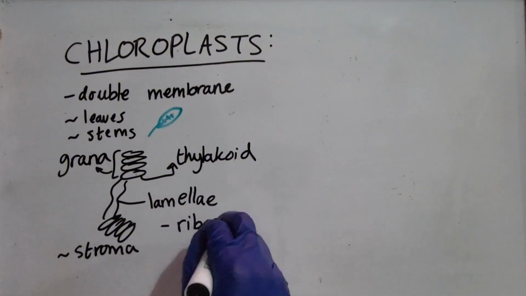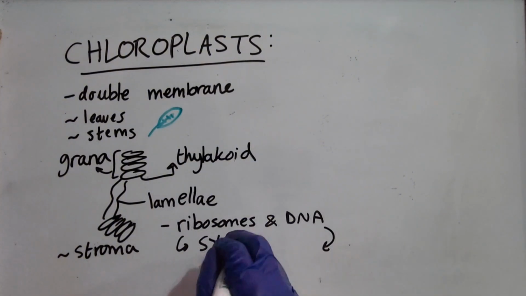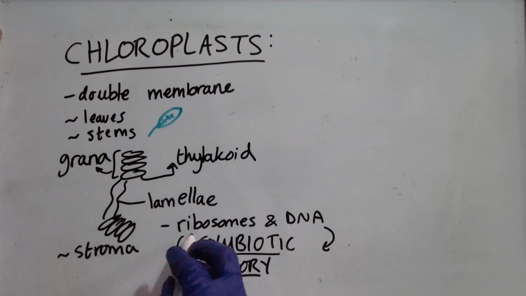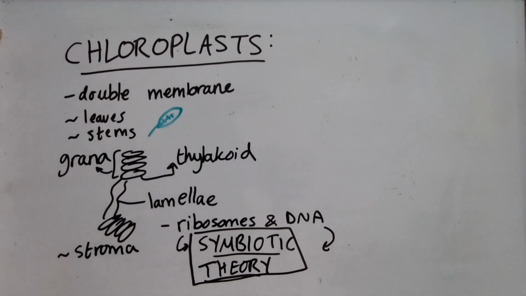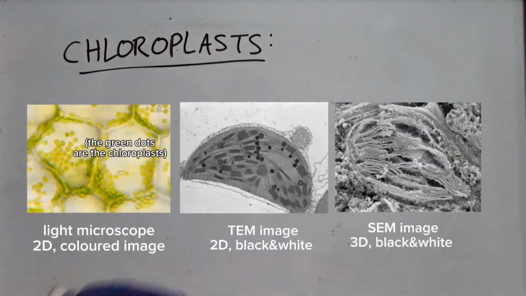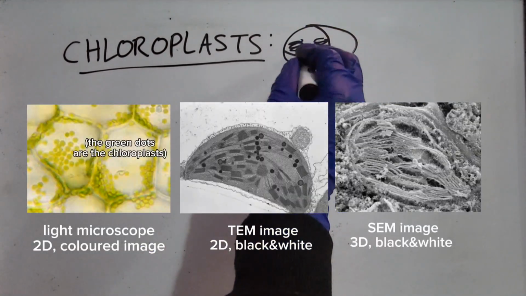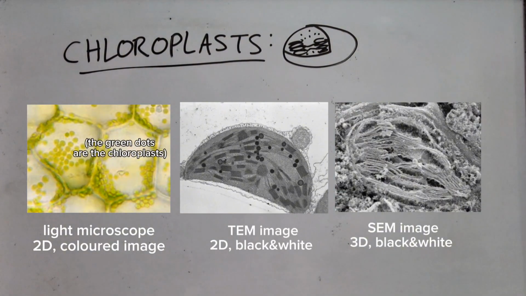Chloroplasts also have their own ribosomes and DNA, like mitochondria. This supports the symbiotic theory of chloroplasts previously being descended from prokaryotes. Here you can see the chloroplast on this photomicrograph. You can tell it's a chloroplast because of its shape.